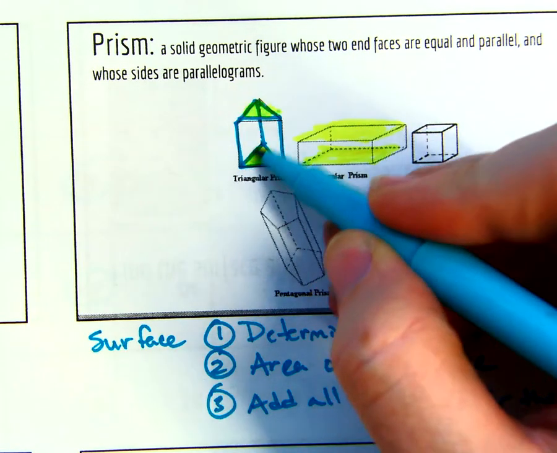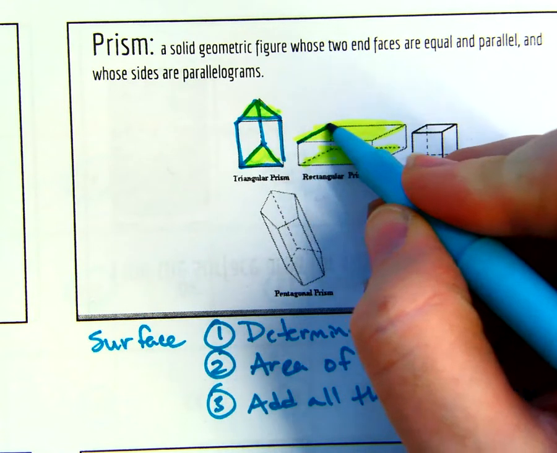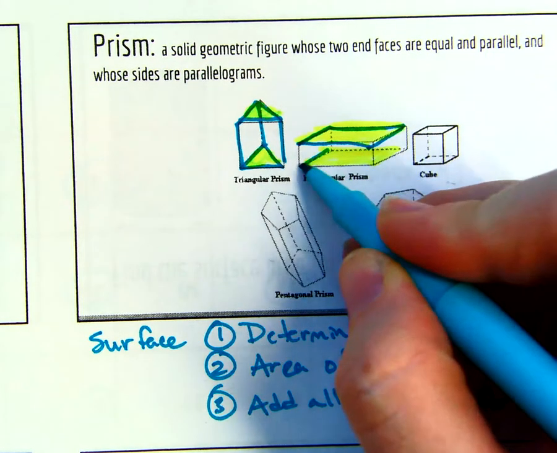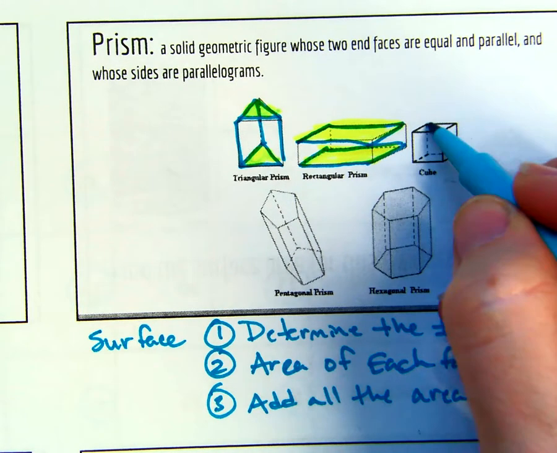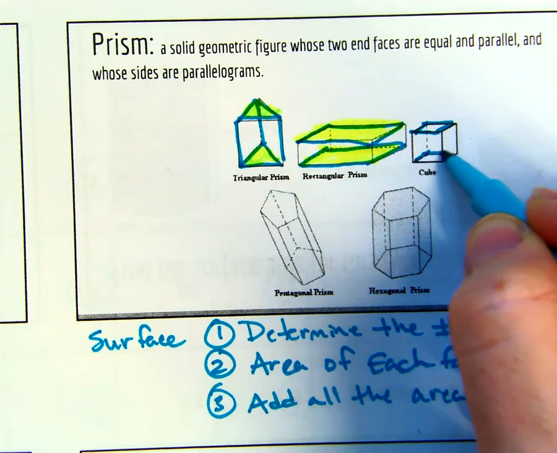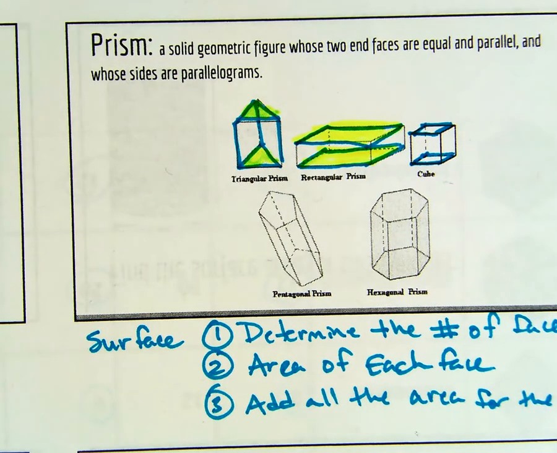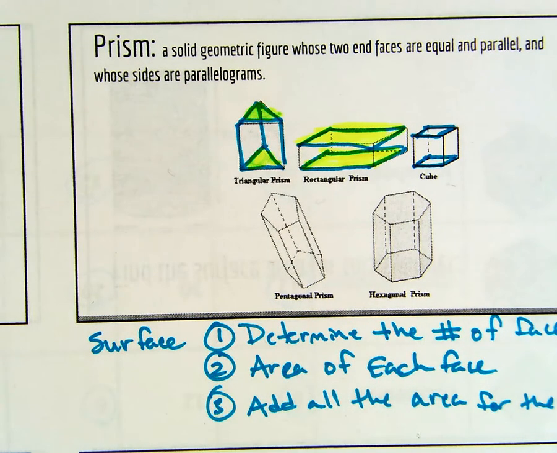So this would be a triangular prism because it's got triangles on top and bottom. This would be a rectangular prism because it's got rectangles on top and bottom. This we call a cube, but technically it's squares on top and bottom, so we could call it a square prism. And then we have a pentagonal prism and a hexagonal prism. But basically, no matter what the shape is, as long as you've got opposite polygons that are the same size and parallel, connected with flat surfaces, you can call it a prism, okay?